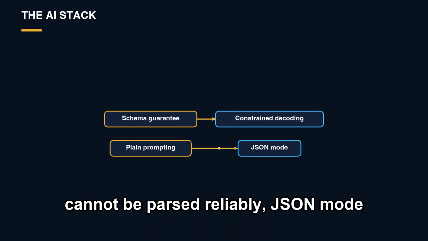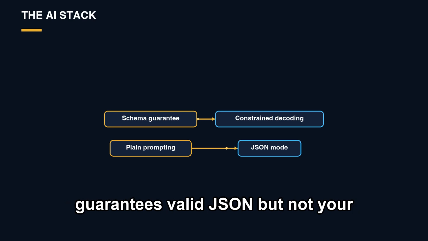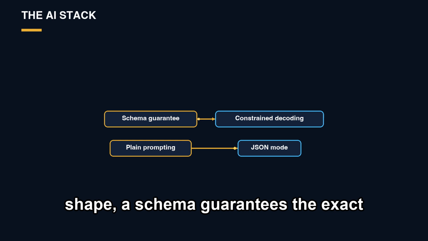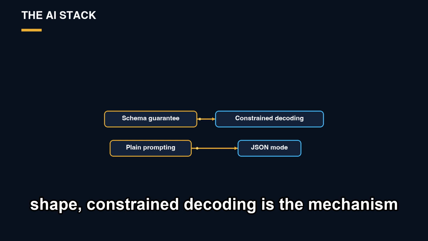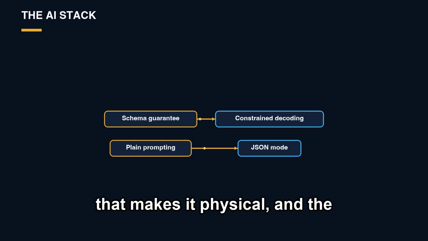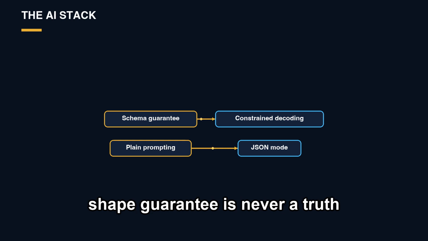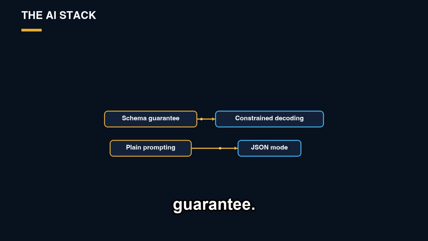Plain prompting cannot be parsed reliably. JSON mode guarantees valid JSON, but not your shape. A schema guarantees the exact shape. Constrained decoding is the mechanism that makes it physical, and the shape guarantee is never a truth guarantee.